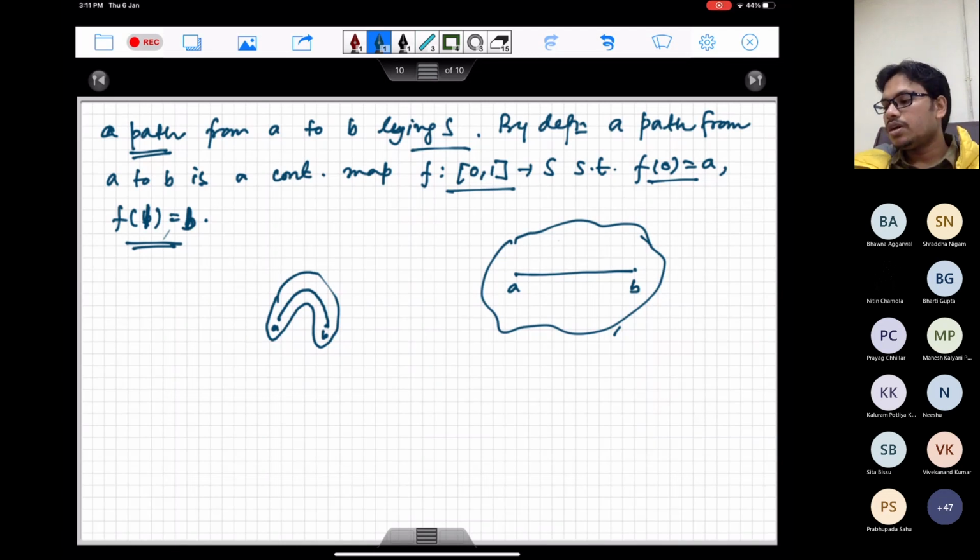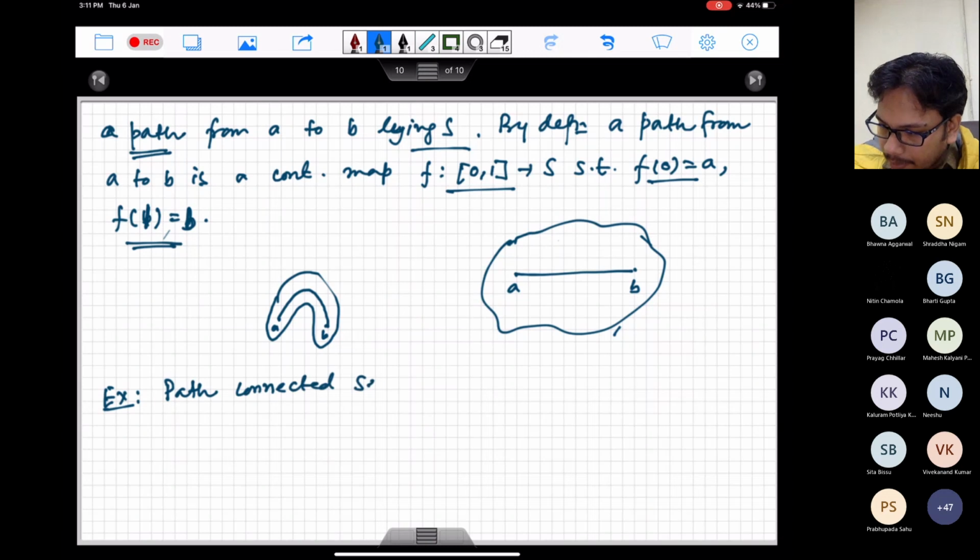So this is an additional notion, and of course I am not going to prove it, but it's an exercise, or later when you study topology you can see, or you can try to prove now itself, that path connected sets are connected.